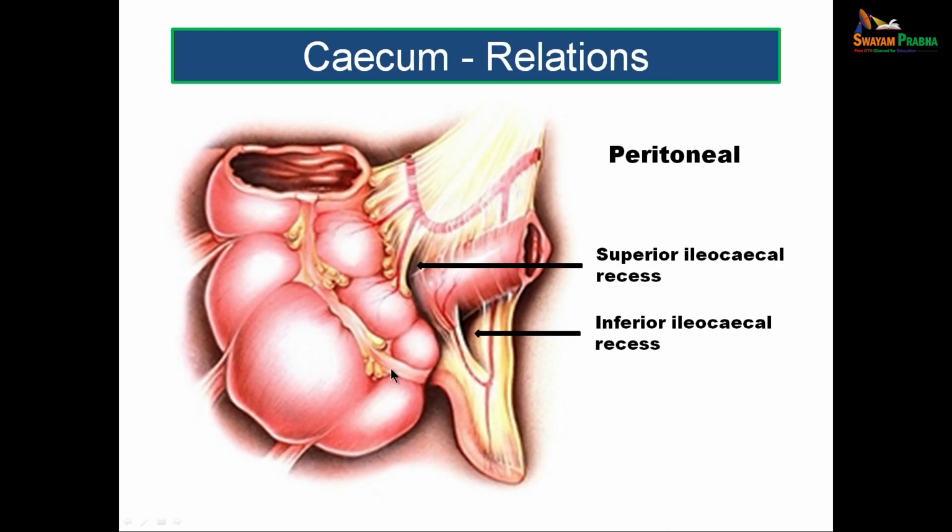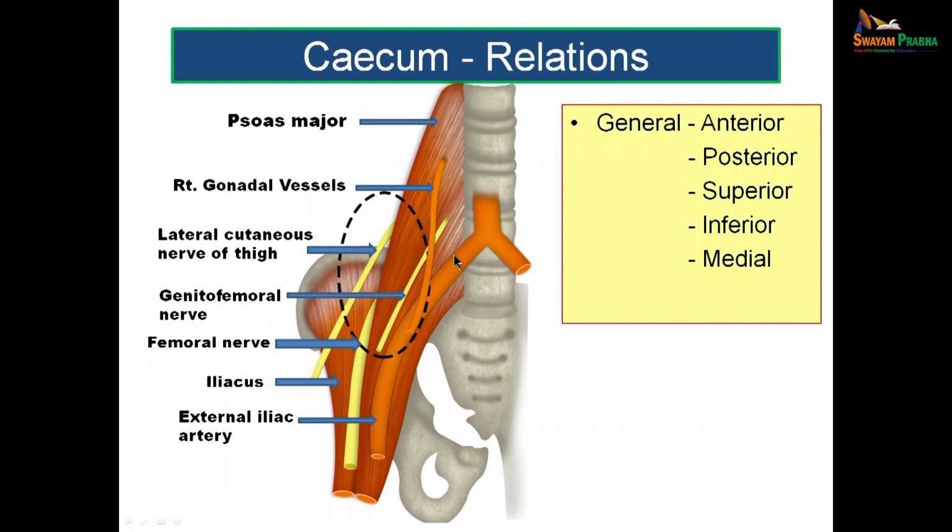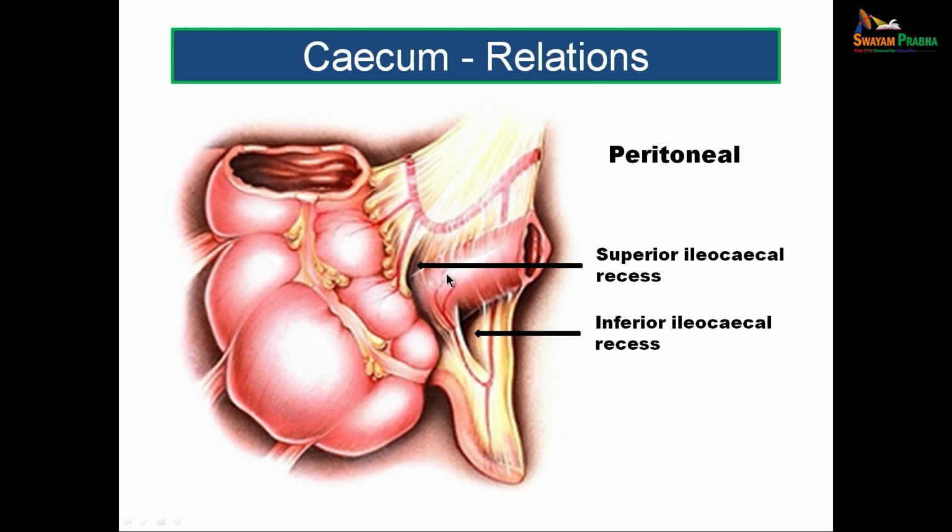Coming to the relations of the cecum, you find the cecum is covered by peritoneum on all sides, and it has 2 folds which are connecting it to the ileum. The upper fold is called the vascular fold. It forms the anterior boundary for a recess which is present behind it. This is called the superior ileocecal recess. The lower fold is the non-vascular fold of Treves, which forms the anterior boundary for the inferior ileocecal recess. These 2 recesses are at the junction of the cecum and the ileum.